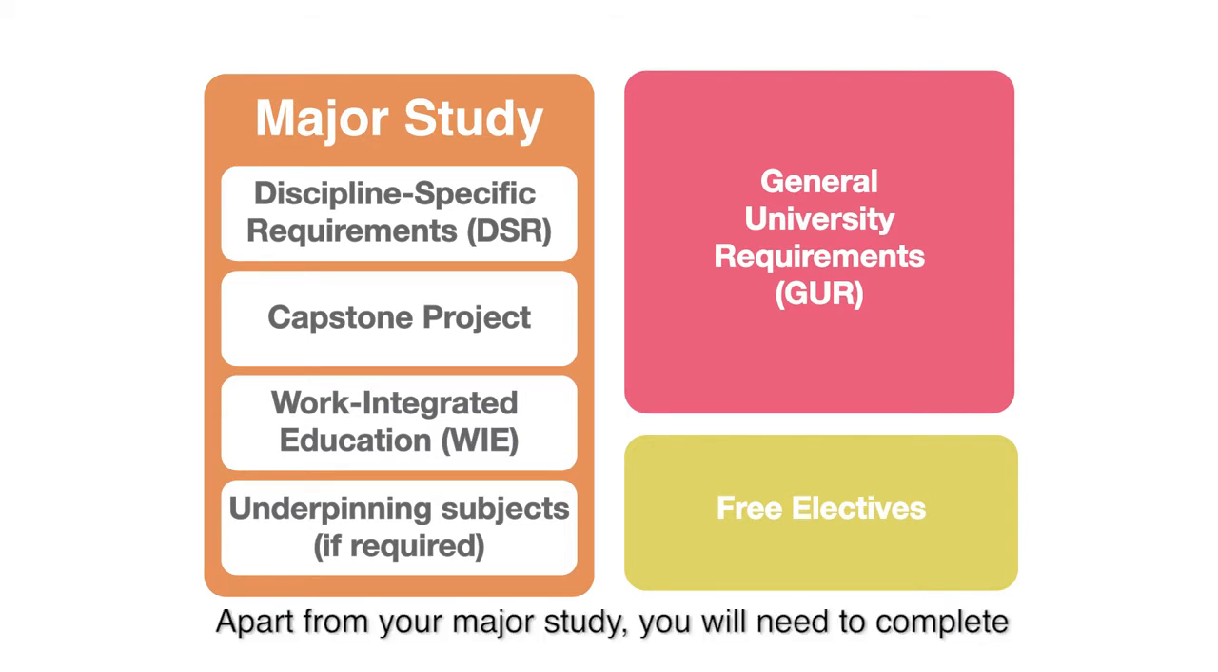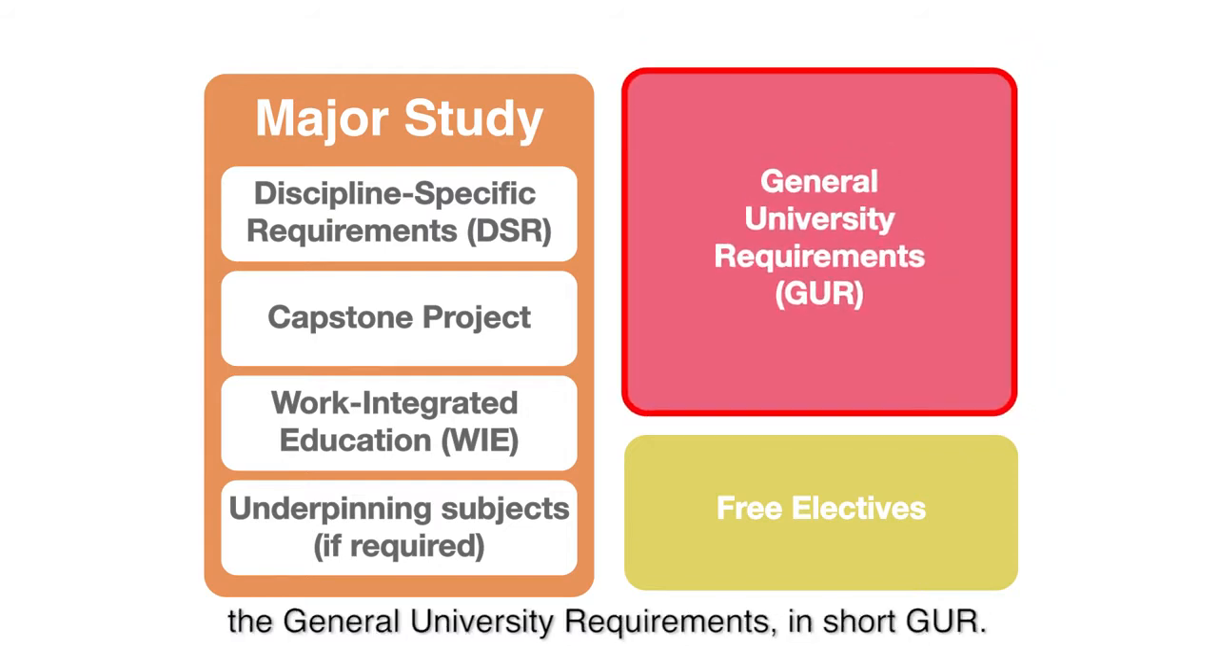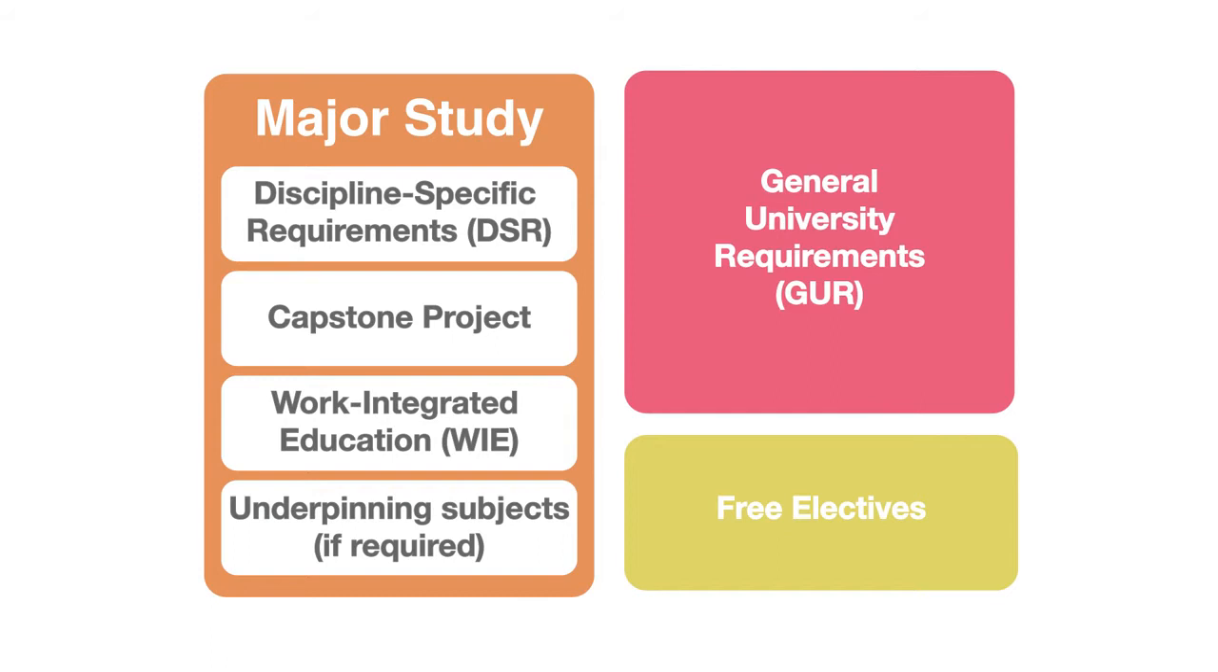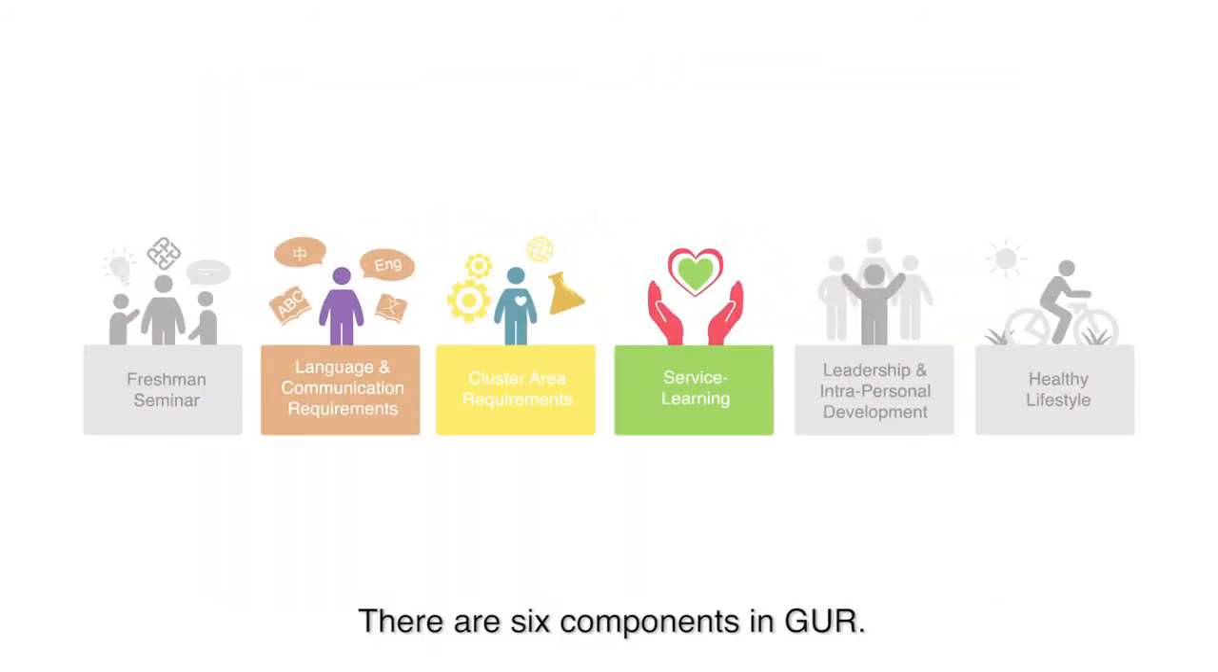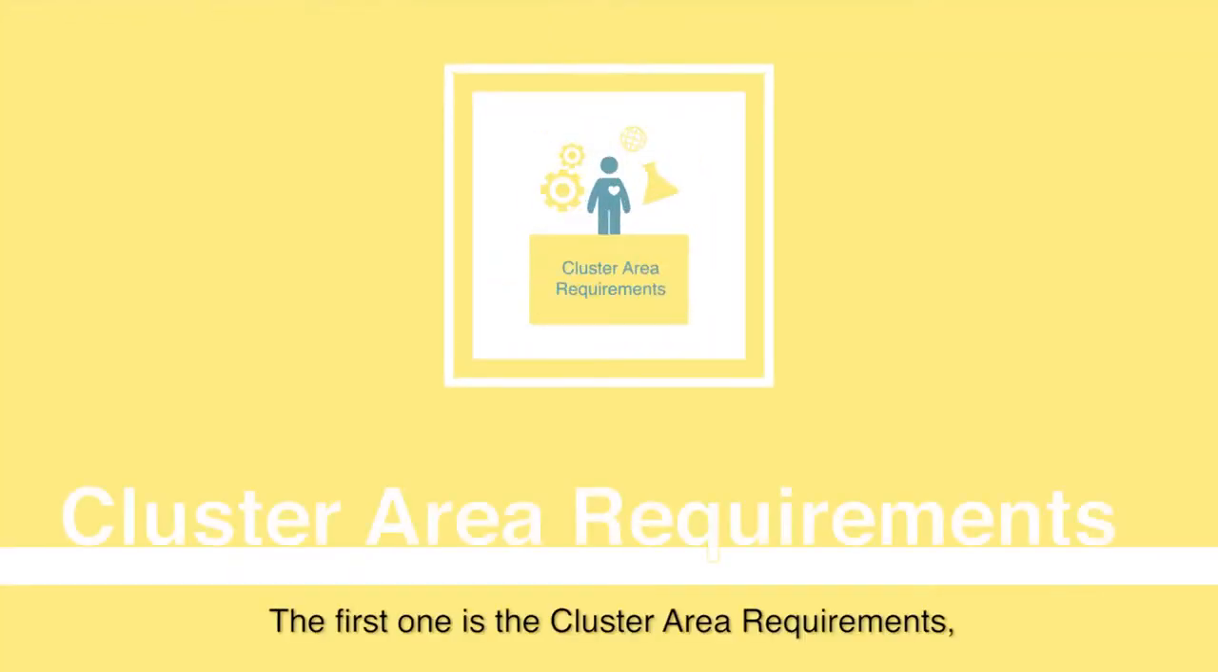Apart from your major study, you will need to complete the General University Requirements, in short, GUR. There are 6 components in GUR. For senior year intake students, normally you are required to fulfill 2 of them. Some may be required to fulfill 3. The first one is the Cluster Area Requirements, or commonly known as CAR.